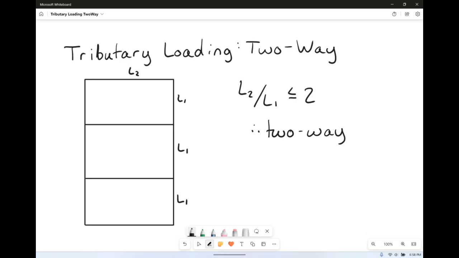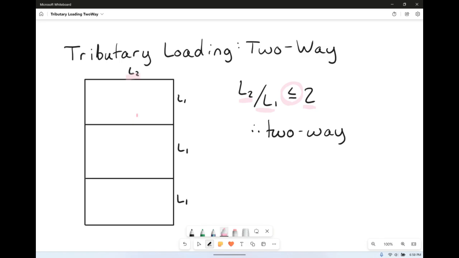This video is going to cover tributary loading for two-way systems. So for a two-way system, our equation is just slightly different from a one-way. This time L2 over L1 is less than or equal to 2. So this means it's a very square-ish shape. So not long skinny hallways, but very, very square-ish looking things.